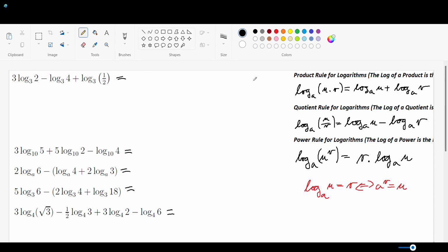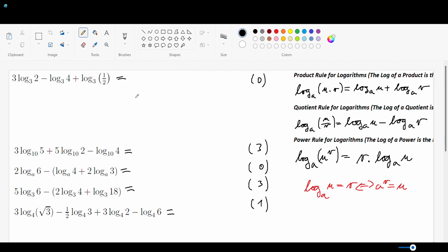So the first solution is going to be 0, the second solution is going to be 3, the next solution is going to be again 0, the next solution is going to be again 3, and the solution of our last task is going to be 1. So let's have a look at how we apply this rule of logarithms for the first exercise.